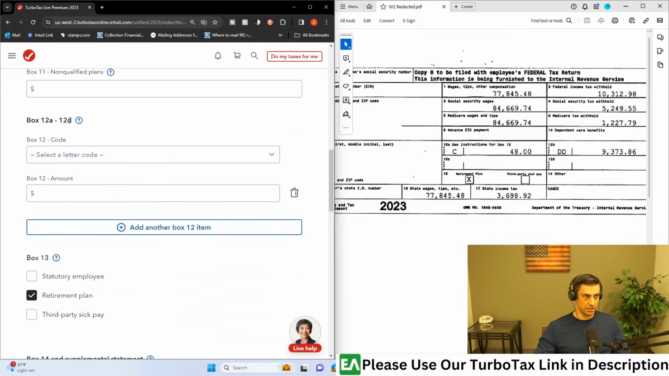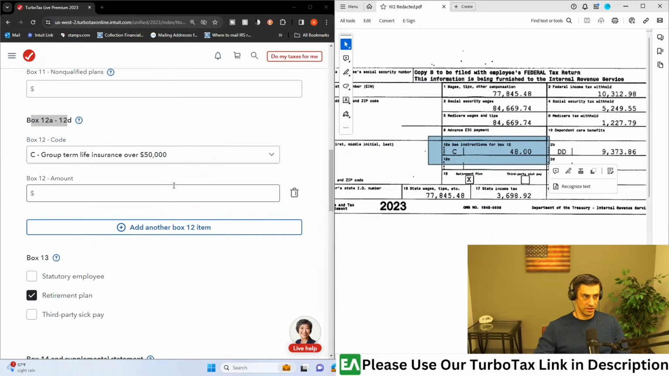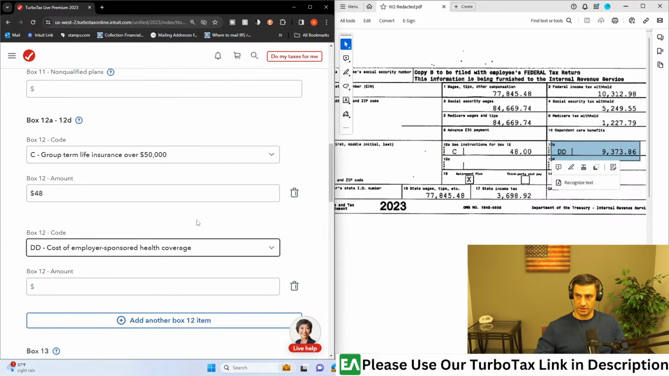TurboTax. Okay, so it didn't actually record these here. So I would do that, right? C is one of those. You'll see that right there. We'll just put the amount, 48 bucks. Add another one. And it's also got this code DD here as well. Okay, so we're going to put that one in there as well.